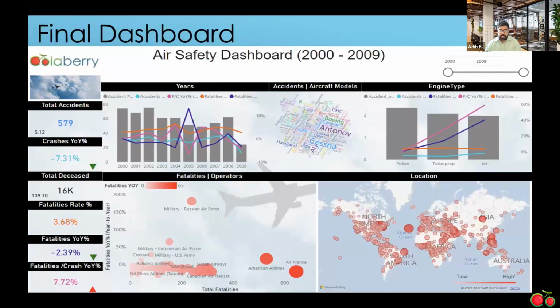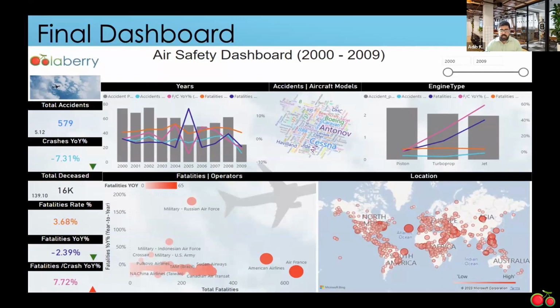Now, in my final dashboard, you can see that I have all the KPIs on my left side, such as total accident, crashes year to year, even total deceased, fatalities rate, fatalities year to year, as well as fatalities over crashes year to year. I have 2 sub KPIs as well, accidents per month and deceased per month, as well as a year slicer at the top right. And I also have 5 visuals to illustrate my findings.